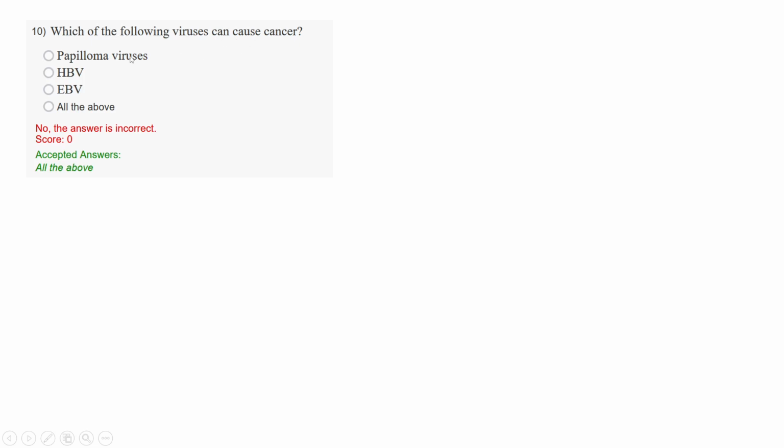Which of the following viruses can cause cancer? Papilloma virus, human HPV, EBV, and all of the above. All these three viruses, papilloma virus as well as HPV and EBV, can cause cancer. These are cancer causing viruses, so all of the above will be the correct option in this case.